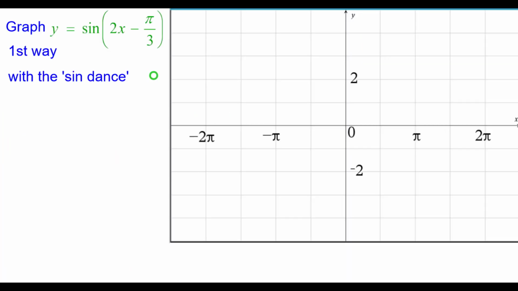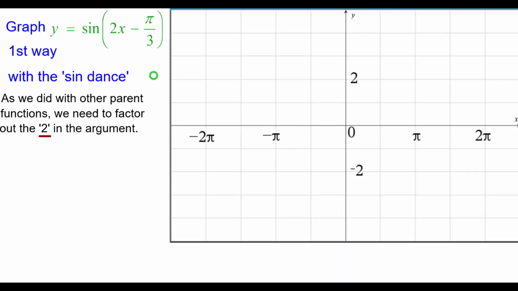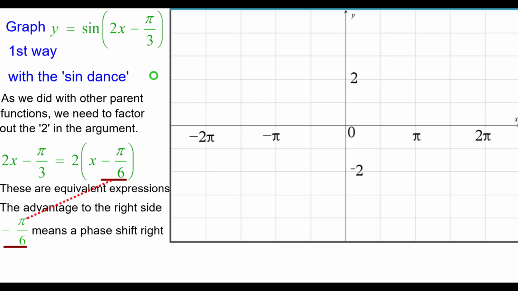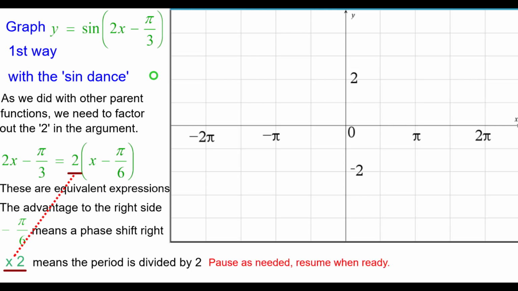The first way is with the sine dance. As you did with other parent functions, we need to factor out the 2 in the argument. And so when we do that, it's 2 times the quantity x minus pi over 6. These are called equivalent expressions. The advantage to the right-hand side is that the minus pi over 6 means a phase shift to the right, pi over 6, and the times 2 means the period is divided by 2.